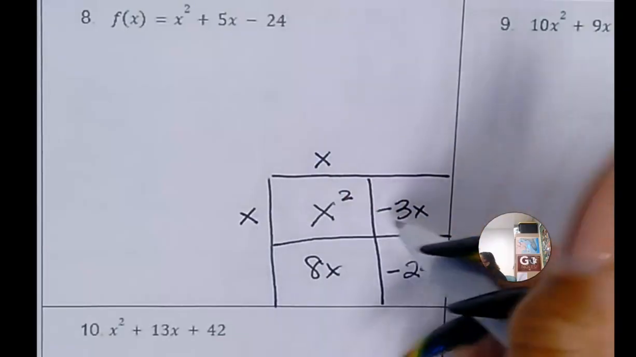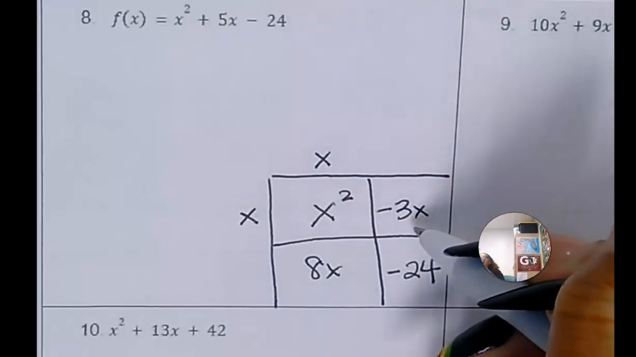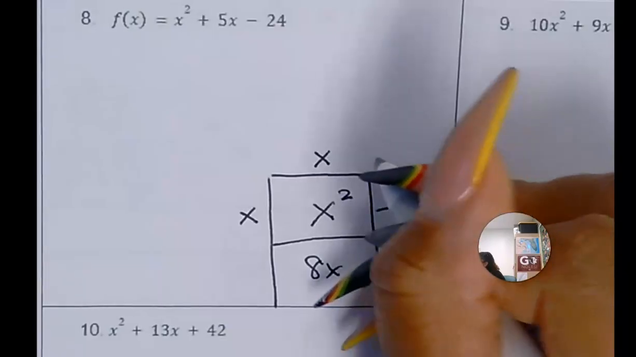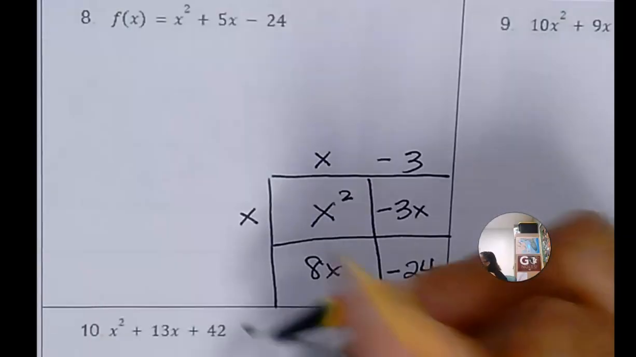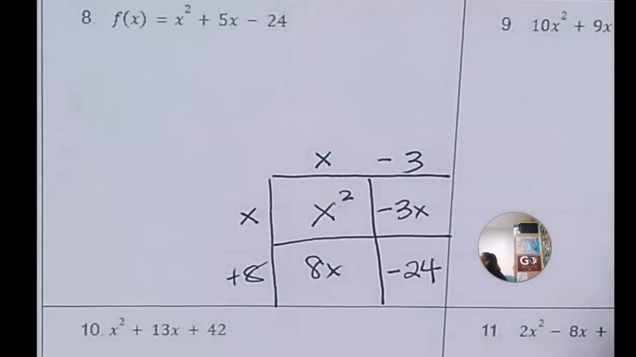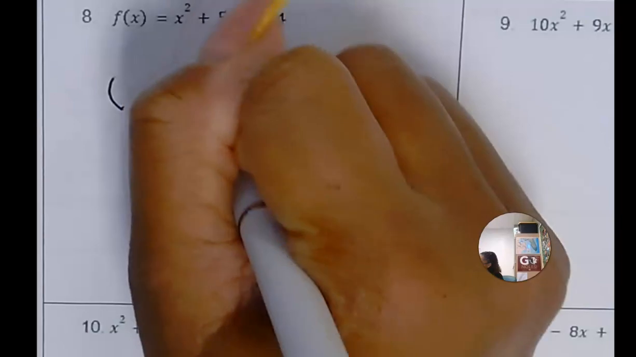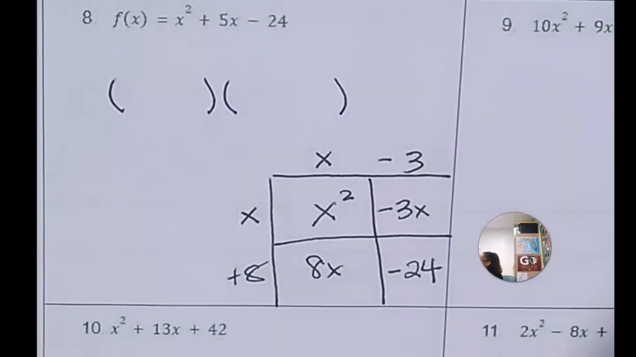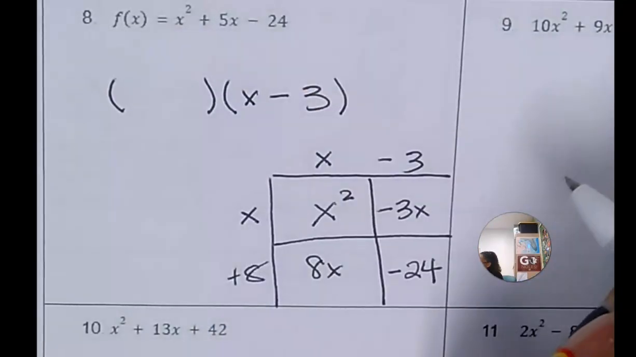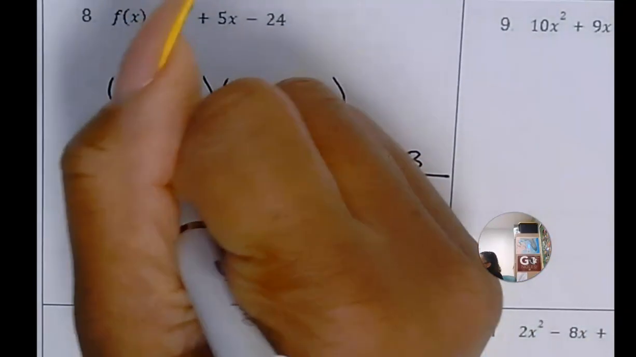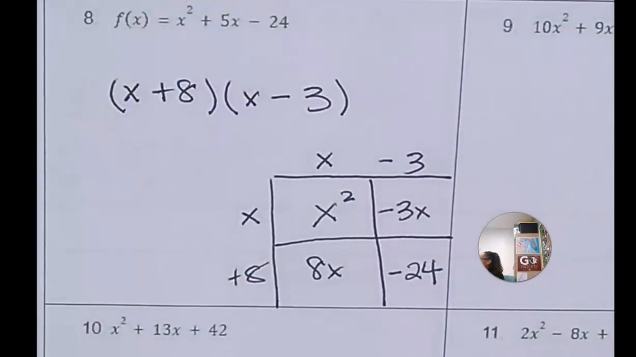So how do I get from x to negative 3x? By negative 3. And how do I get from x to 8x? Positive 8. Now who are my factors? You know, x squared. The factors are on the top. X minus 3. And then who's the other factor? X plus 8. That's better than splitting the middle, no?